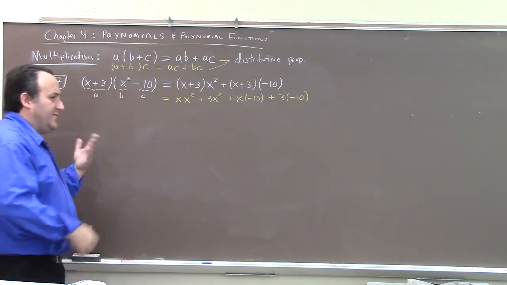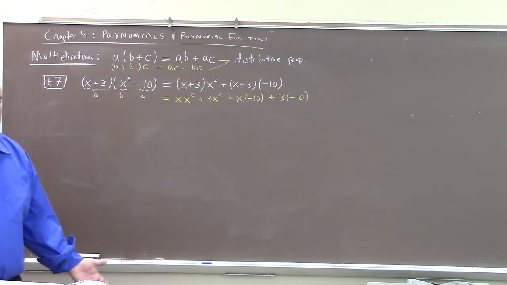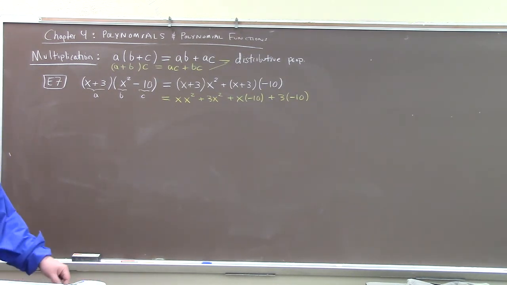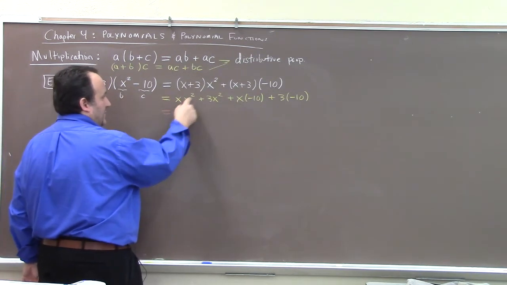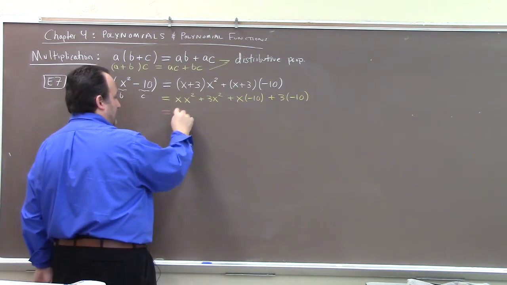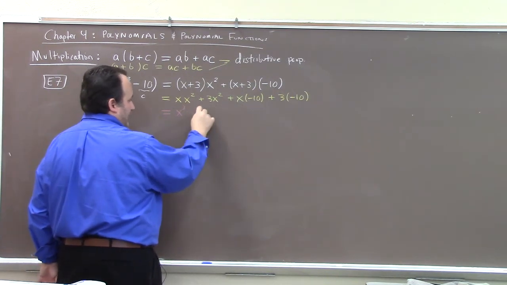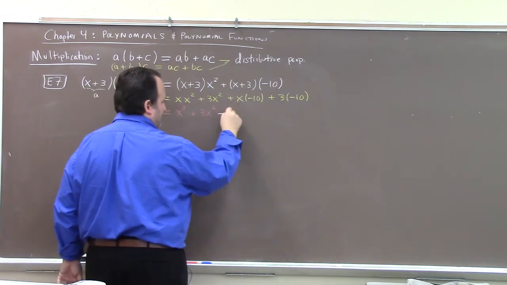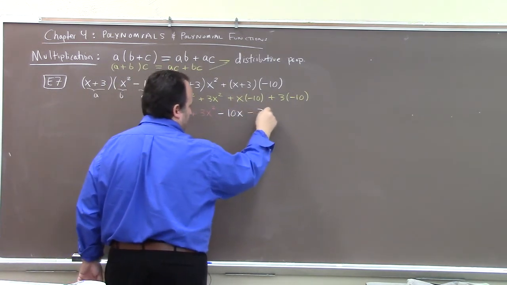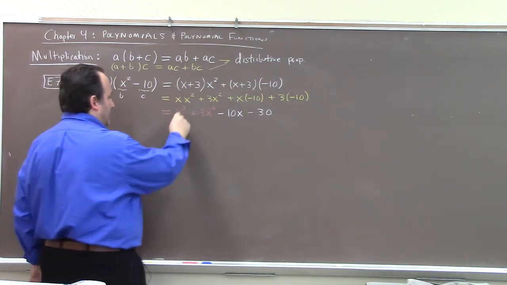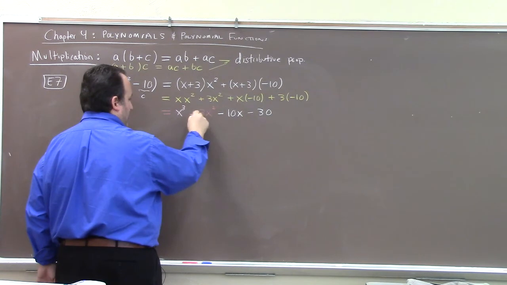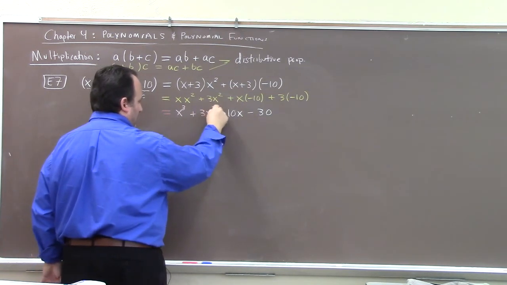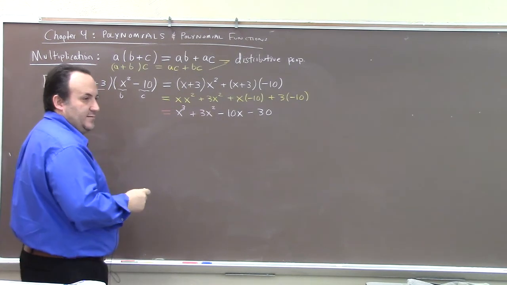Now, do I usually write what I just wrote? Almost never, because I pre-process those things in my head as I'm doing it. I think through this and I go, well, x times x squared is x cubed. And 3x squared is 3x squared. That's minus 10x. And that's minus 30. So x cubed plus 3x squared minus 10x minus 30. There it is.